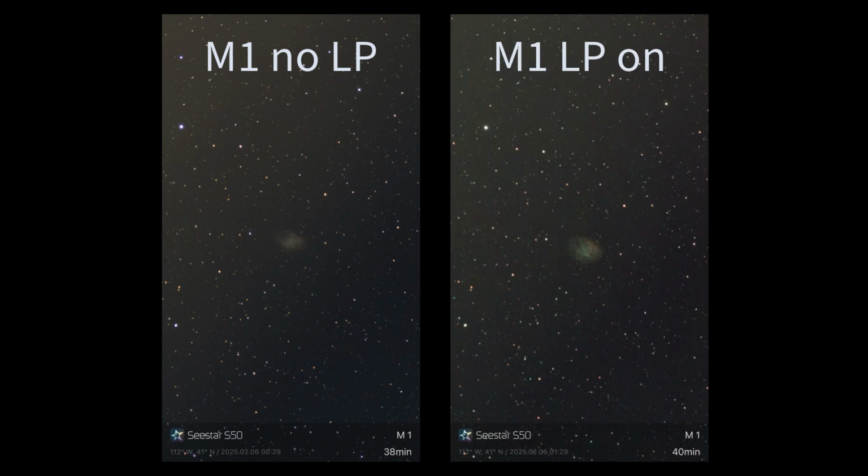And here's the version with the light pollution filter turned on, as the app suggested. This one has 40 minutes of exposure, so just 2 more minutes of exposure time than the first image. And so you can see that there is quite a bit of difference.